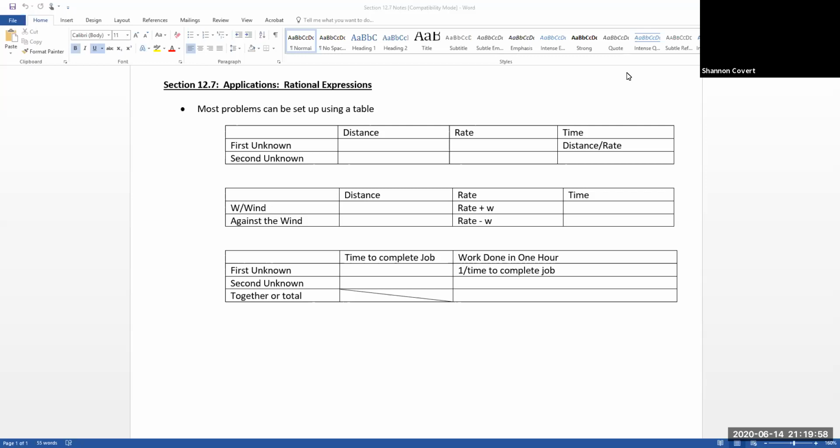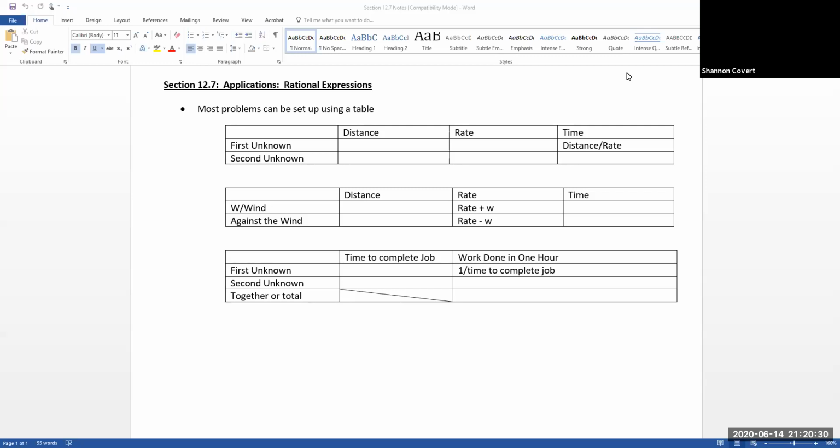The other problems that involve distance, rate, and time are problems where you are going with the wind or against the wind. So there, they typically give you a rate in still air or still water. When you're going with the wind, you would take that rate plus W. When you're going against the wind, that's the rate minus W. And then once again, you're probably going to write that as distance over rate for your value of time.